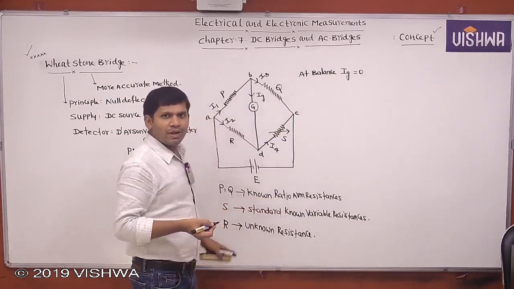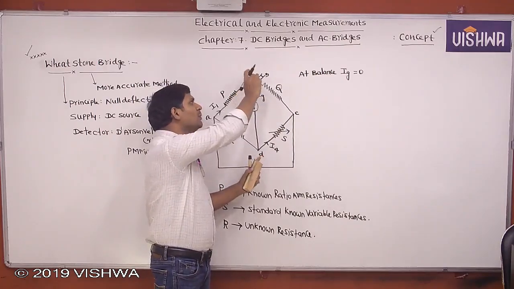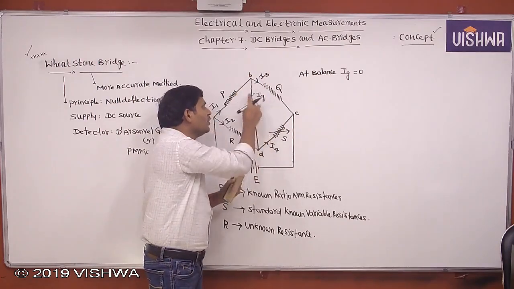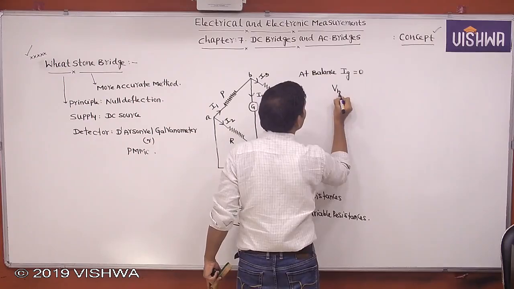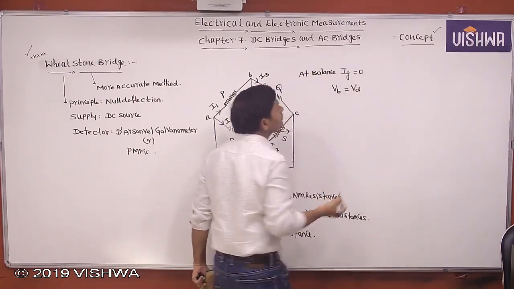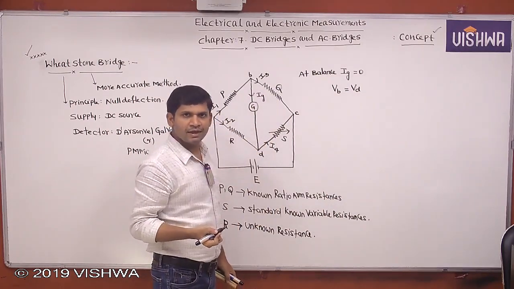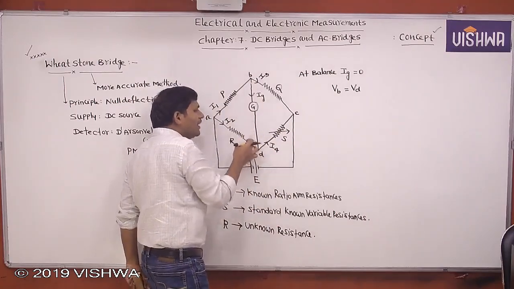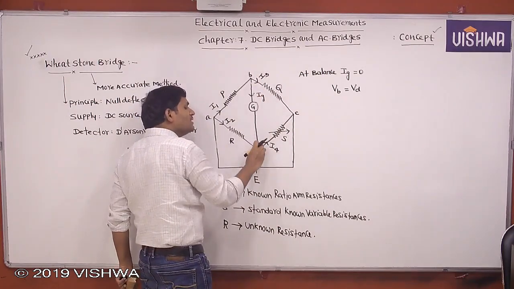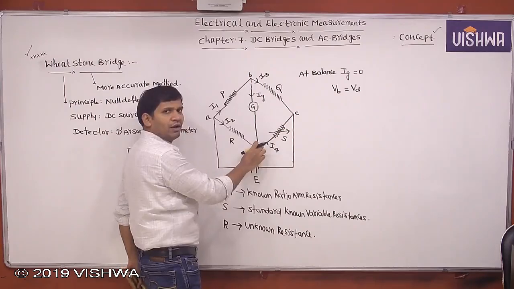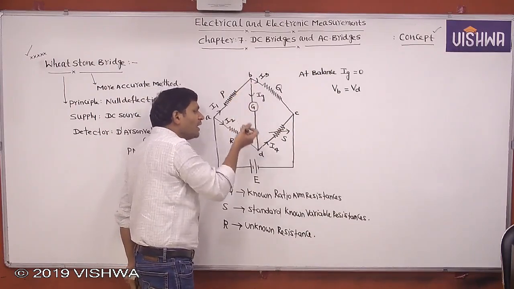Can you tell me when the current through the galvanometer is 0? Yes. If this current equals 0, it means this potential and this potential are equal, and only then can we say the current is 0. That means Ig equal to 0 means Vb equal to Vd. Clear? If Vb equals Vd, the potential difference is 0. When the potential difference is 0, there is no current from one node to another node.